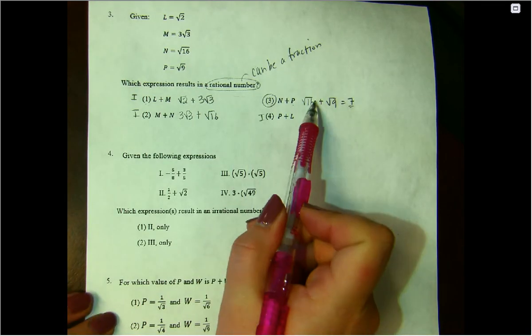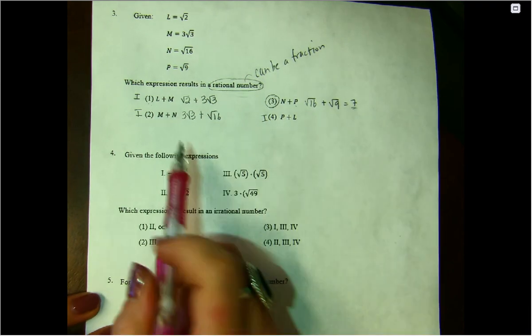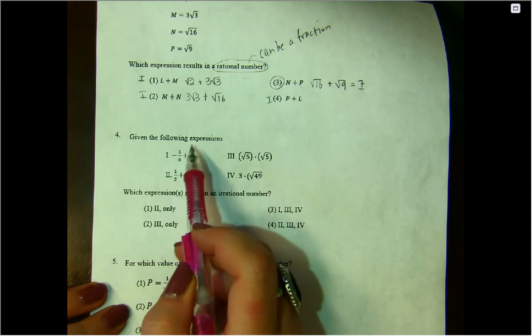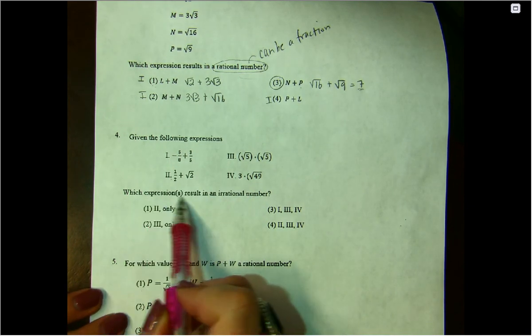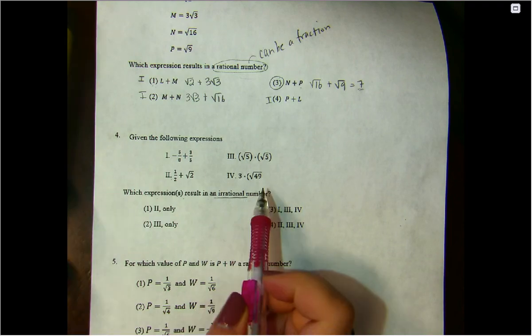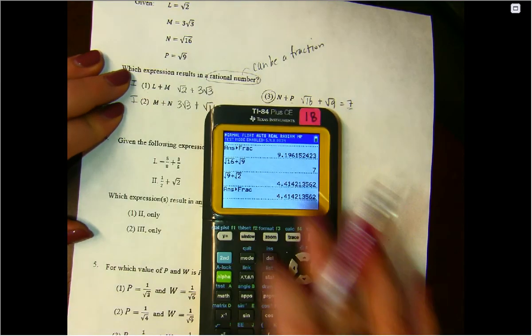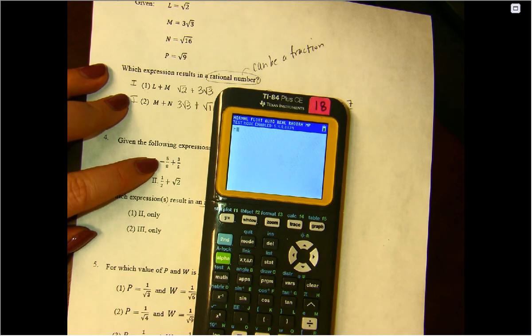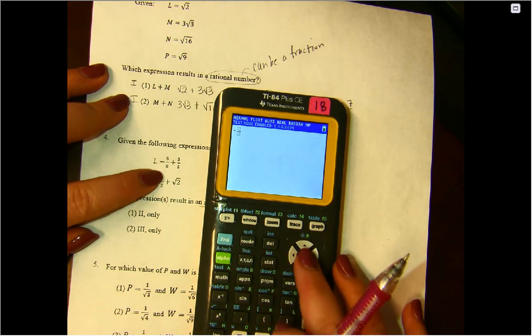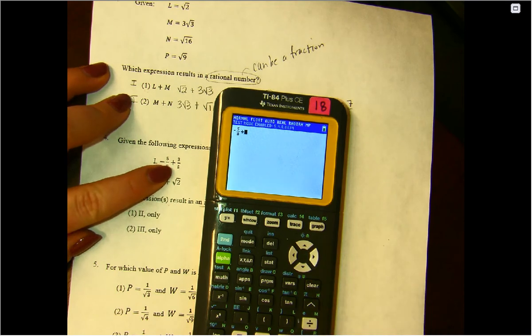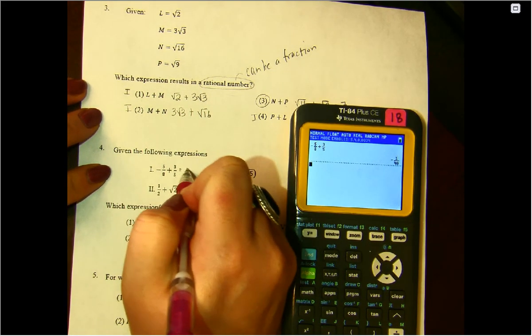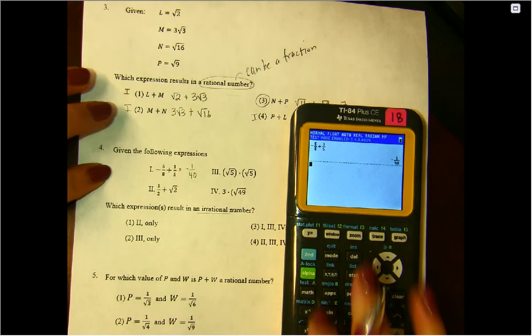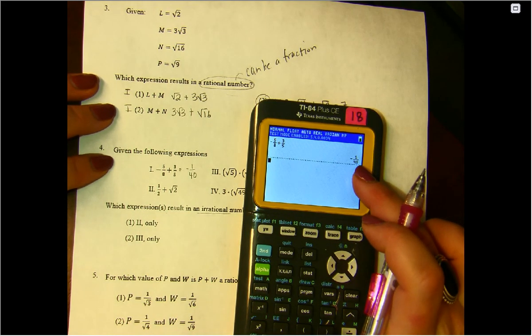Alrighty, that's the gist with all of these. So you're just checking if sums, products, or whatever are rational or irrational. So given the following expressions, I have 1, 2, 3, and 4. Which expressions result in an irrational number? Well, let's just put these into our calculator and see what we get. So I have negative, alpha x, because I want a fraction, 5 over 8, plus another fraction, 3 over 5. Well, this is negative 1 over 40. Is this written as a fraction? Well, then this is rational.